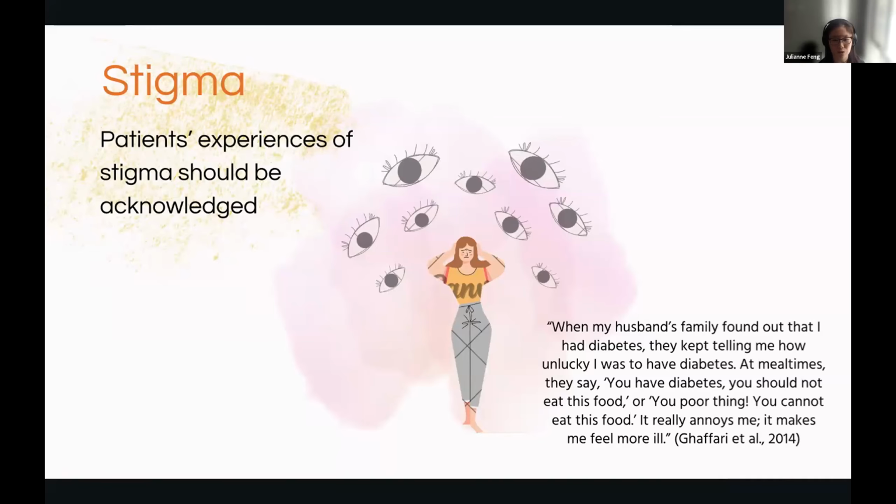So, one patient described, when my husband's family found out that I had diabetes, they kept telling me how unlucky I was to have diabetes. And at mealtimes, they say, you have diabetes, you should not eat this food, or you poor thing, you cannot eat this food. It really annoys me. It makes me feel more ill. So these are experiences that are really commonly shared with people with gestational diabetes that are not often acknowledged. So that would at least be a first step to addressing some of the stigma around this.